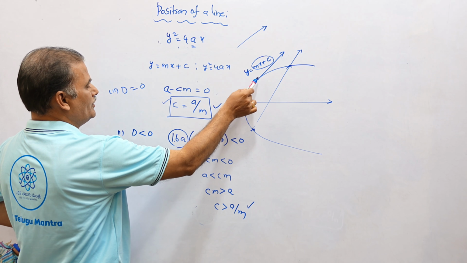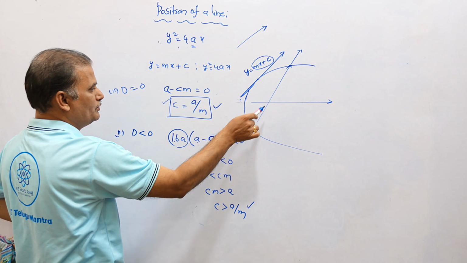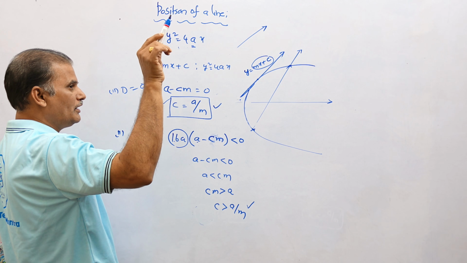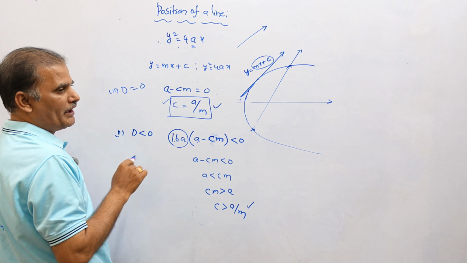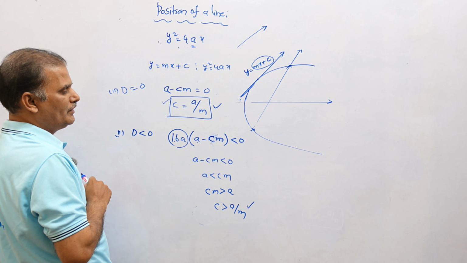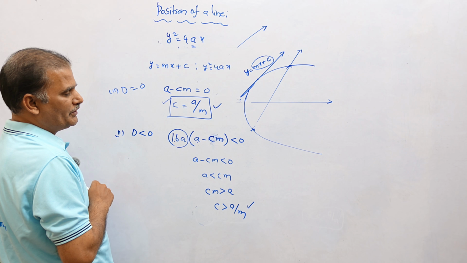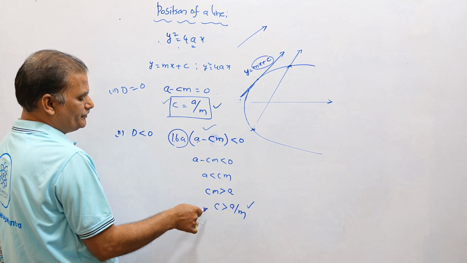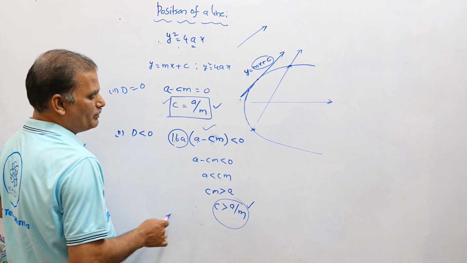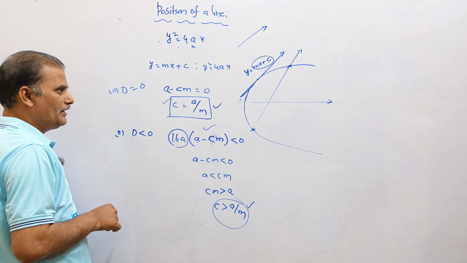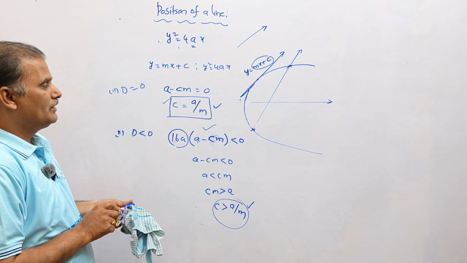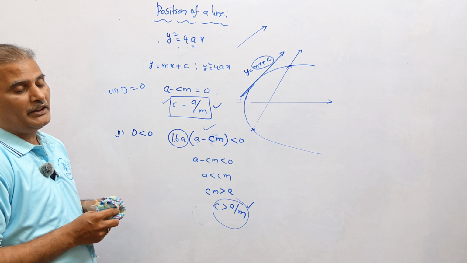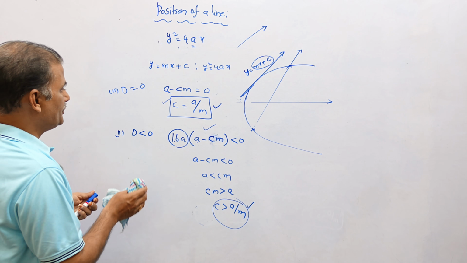When y is equal to mx plus c cuts at 2 points on the parabola, we know that even in a parabola, when a line cuts the x-axis at 2 points, the discriminant is greater than 0. Now D less than 0 gives c greater than a by m. These three conditions come from the discriminant when a line y is equal to mx plus c touches the parabola.